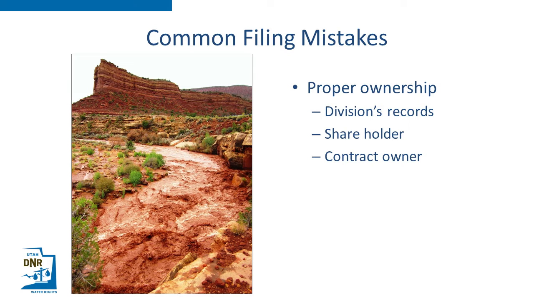In that instance, the complete chain of title will need to be submitted to show that you do in fact own that water right. If you have shares in an irrigation company, that would require reaching out to that irrigation company to make sure that the records are updated. The name on the stock certificate of that irrigation company will be the name that will be on the application itself.